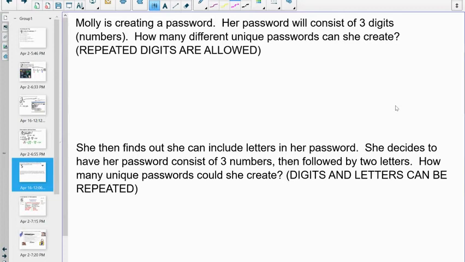Numbers or digits, and how many different unique passwords can she create? And you can repeat digits. So that is a key fact here. So a digit, and when it says numbers, that doesn't mean like 100, 500, 20. That doesn't count as a digit. A digit is like a single number.